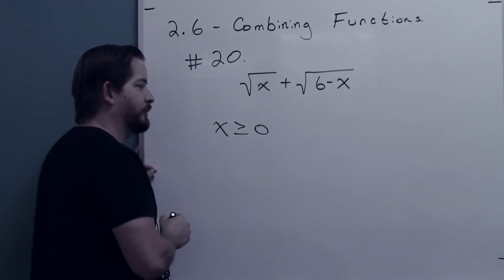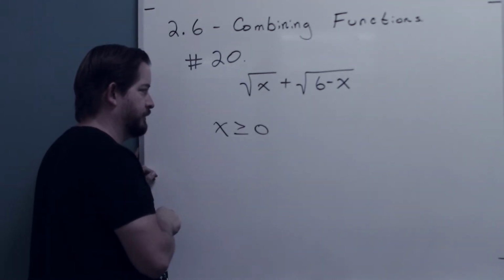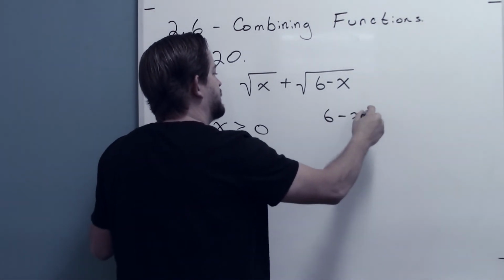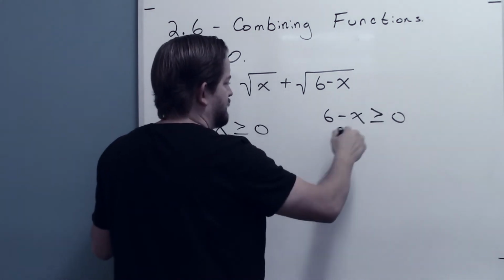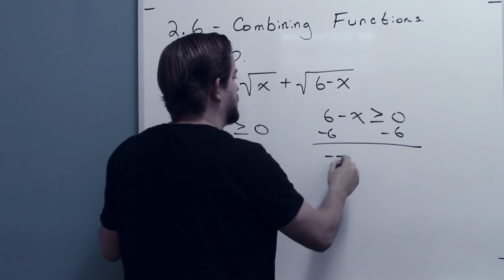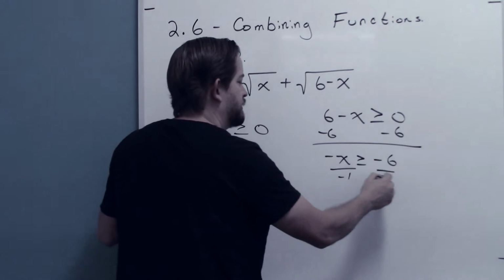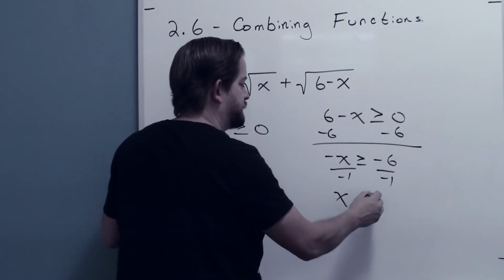I really just have to satisfy whatever's under the square root, which has to be greater than or equal to 0. So I'm limited to x is greater than or equal to 0. And then I also have to satisfy 6 minus x has to be greater than or equal to 0. Let's subtract my 6 over. A lot of us like to see the x on the left-hand side. If I divide by -1 here, remember to flip your inequality.